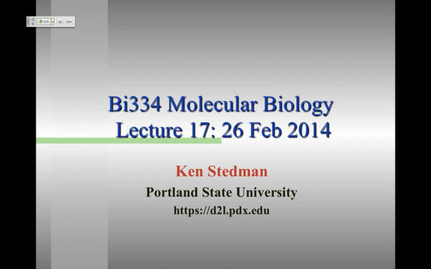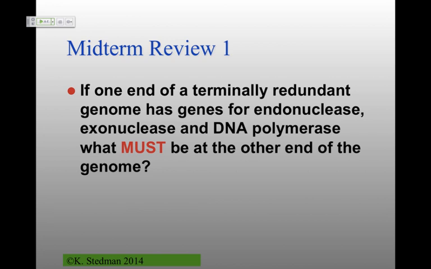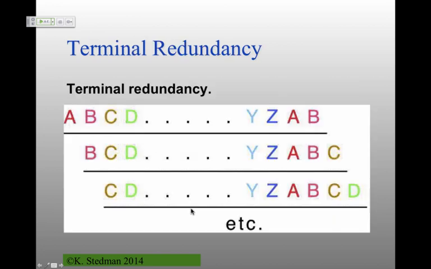The first one of those is the terminally redundant parts of a genome. And the question, slightly paraphrased, is if one end of a terminally redundant genome has genes for endonuclease, exonuclease, and DNA polymerase, what must be at the other end of the genome? And this has to do with a general definition of terminal redundancy. So each of these genomes here is terminally redundant.